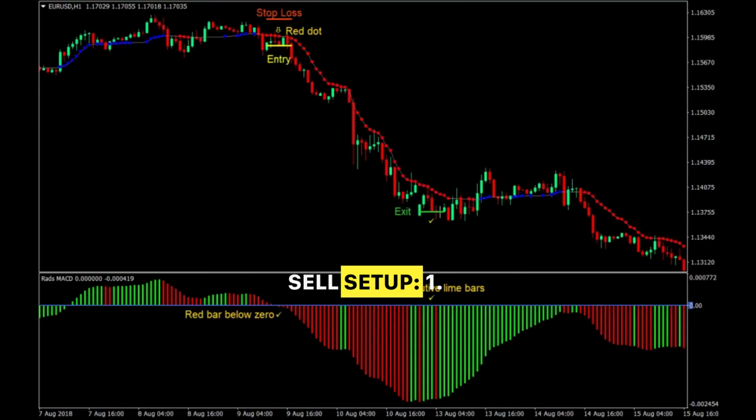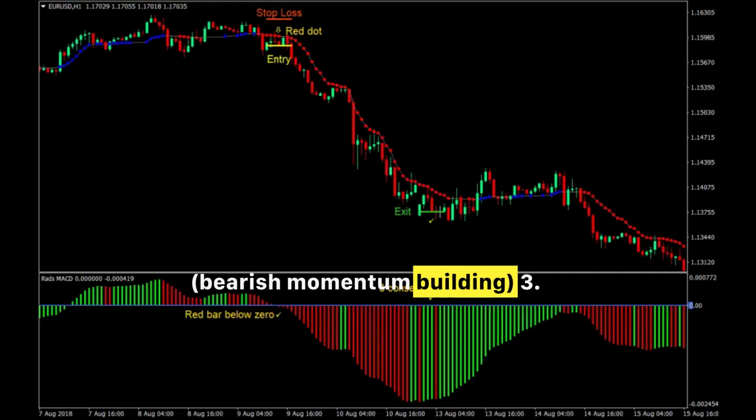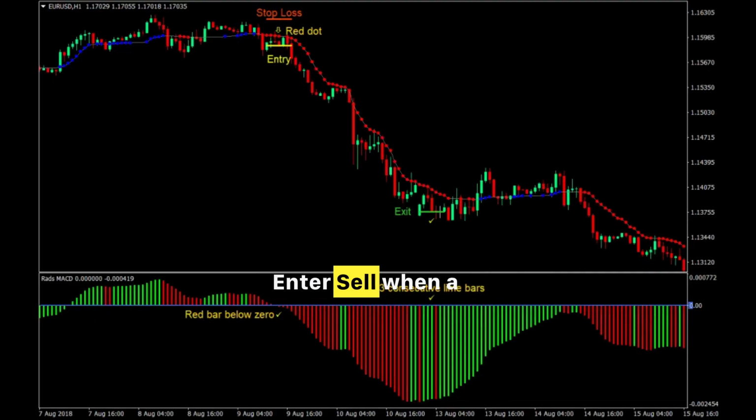Sell setup. 1. Price is below the moving average with the MA sloping downward. 2. RADS bars turn red. Bearish momentum building. 3. Enter sell when a red RADS bar closes below the MA. Exit sell: RADS bars switch to green, or price closes above the moving average.